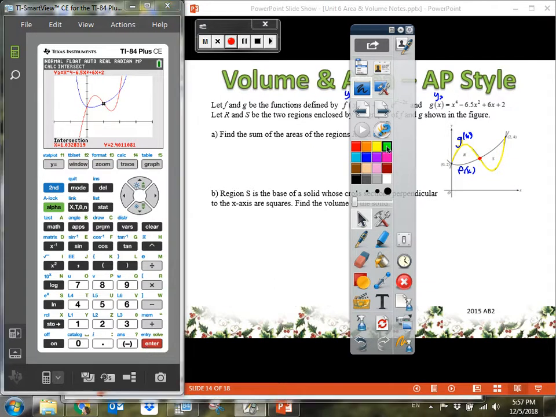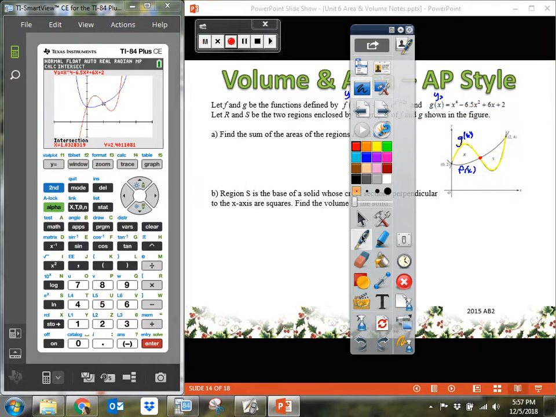Let's put it up here and label it. My intersection here, we'll call it A, and A is equal to 1.0328 and so on.